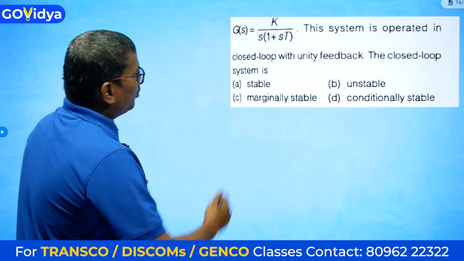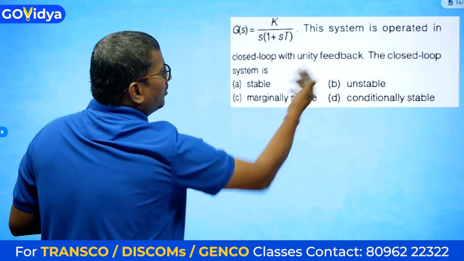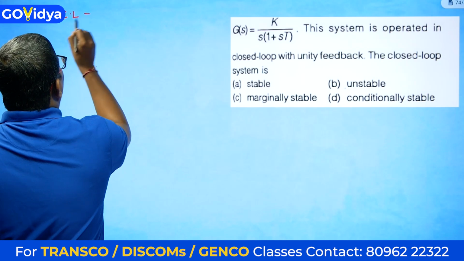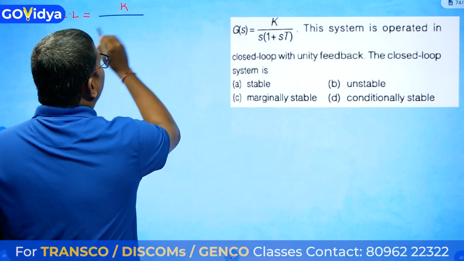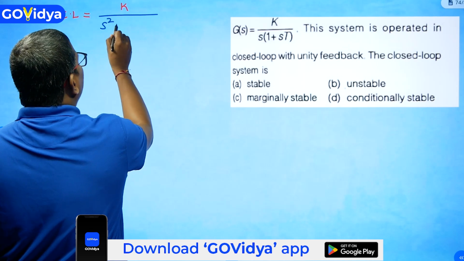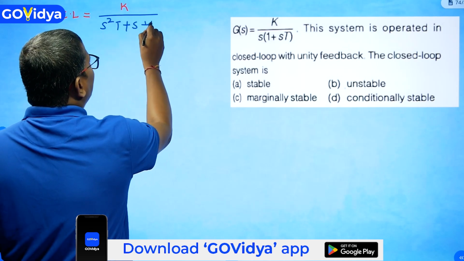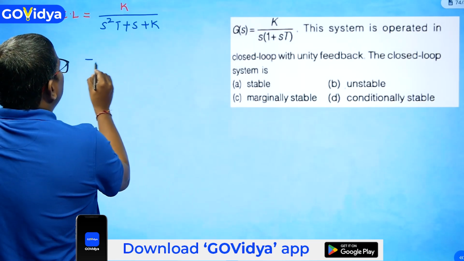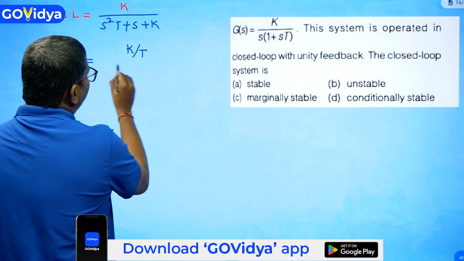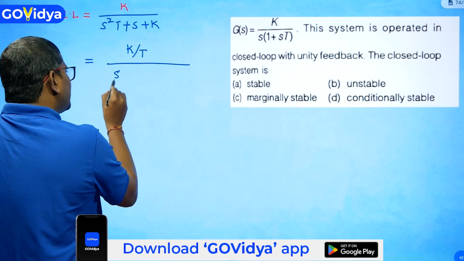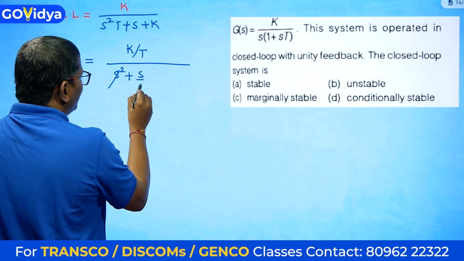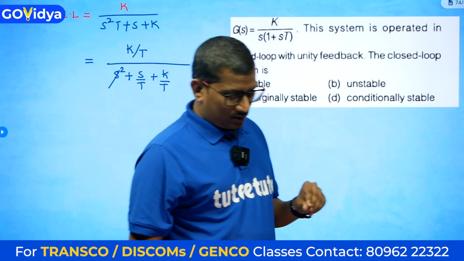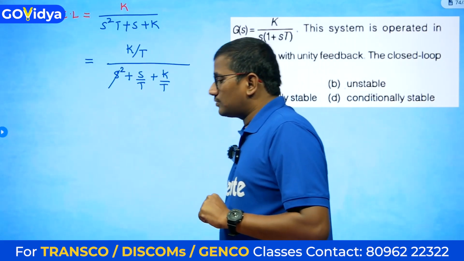What is the transfer function they have given? Open loop, that is the open loop transfer function. Obviously operated with a unity feedback system. What is the closed loop transfer function? K by (s square t plus s plus k), because we are going to just add numerator and denominator, that's it. So now let us write this into standard form. K by t, that means I am taking t common, which is nothing but s square plus s by t plus k by t. This is what our closed loop transfer function is, right?